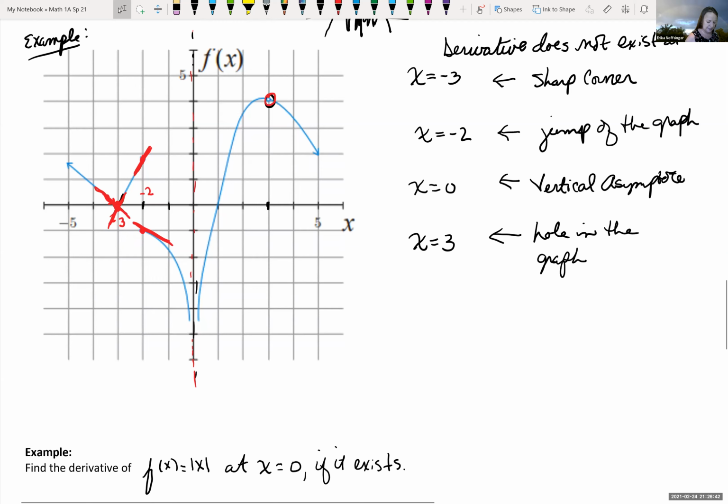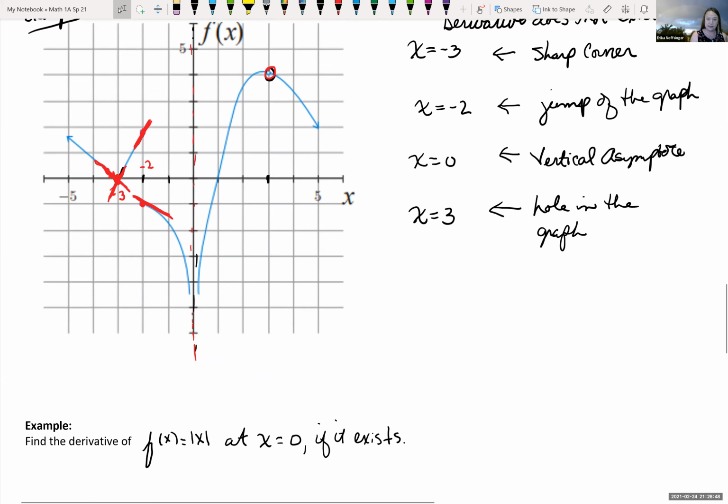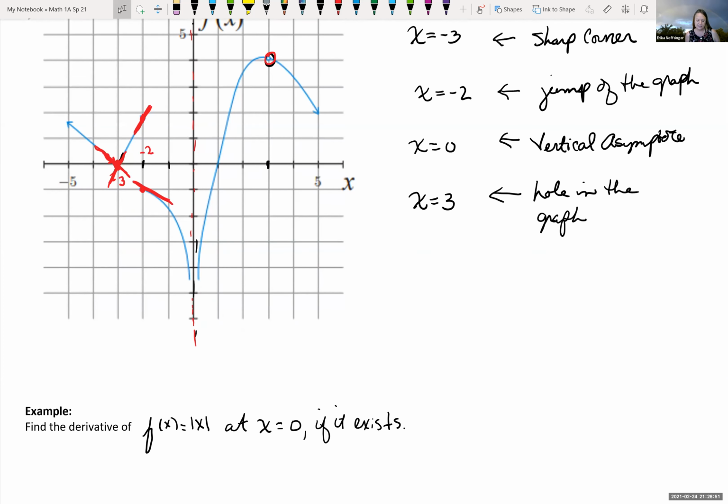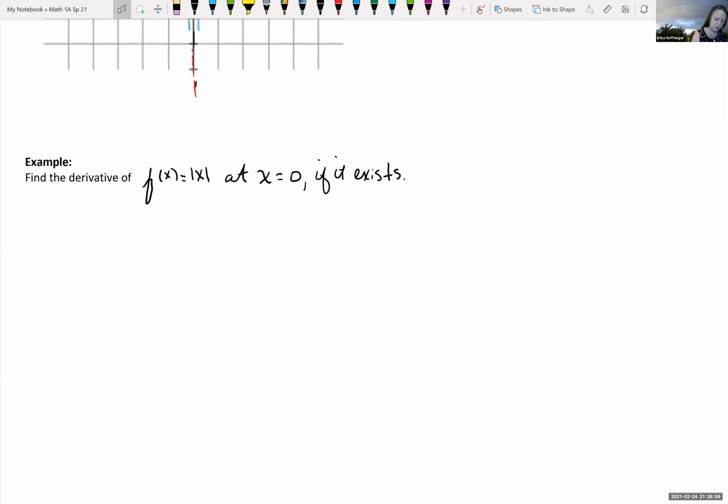Okay, so let's look at an example where we're trying to find the derivative of f of x equals the absolute value of x at x equals 0. Recall, if we're looking at our function, f of x equals the absolute value of x, it's really a piecewise function because it depends on what value we're plugging in for x and what value we're going to get back.